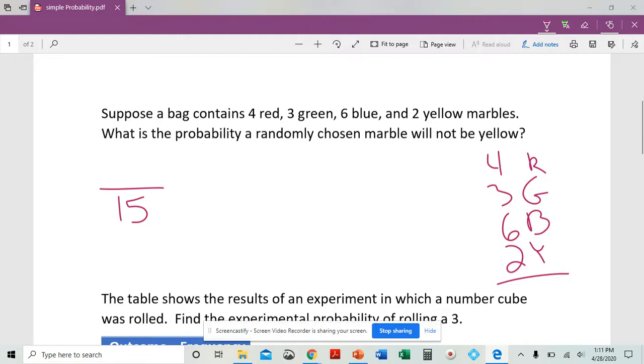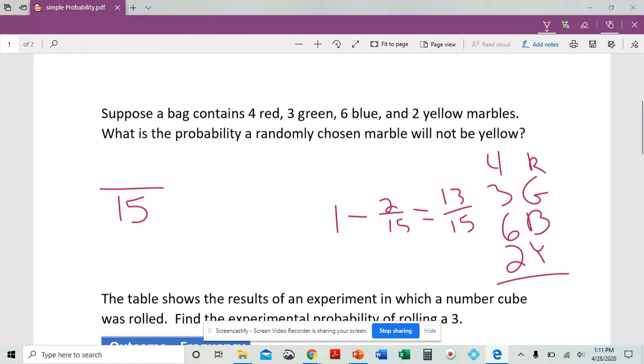Okay, so there are 2 different ways that you can do this. You know the probability of drawing a marble of any color is going to be 1. And we know that there are 2 yellows, so 2 out of 15. So if we subtract 1 minus 2 out of 15, we're going to be left with 13 out of 15. That's going to be our probability that it's not going to be yellow.